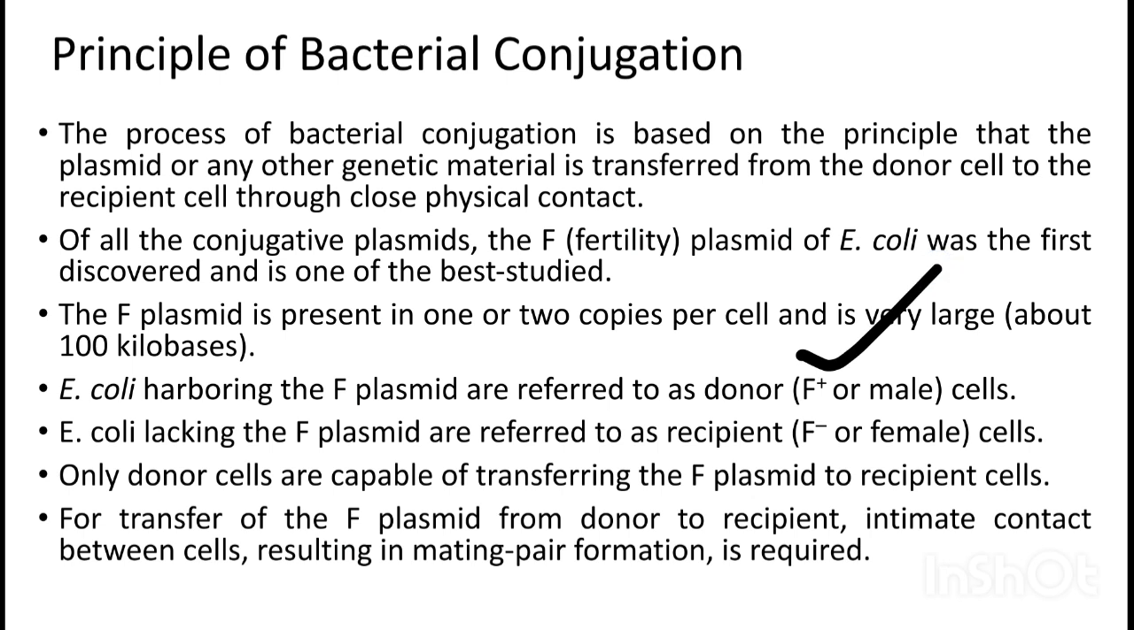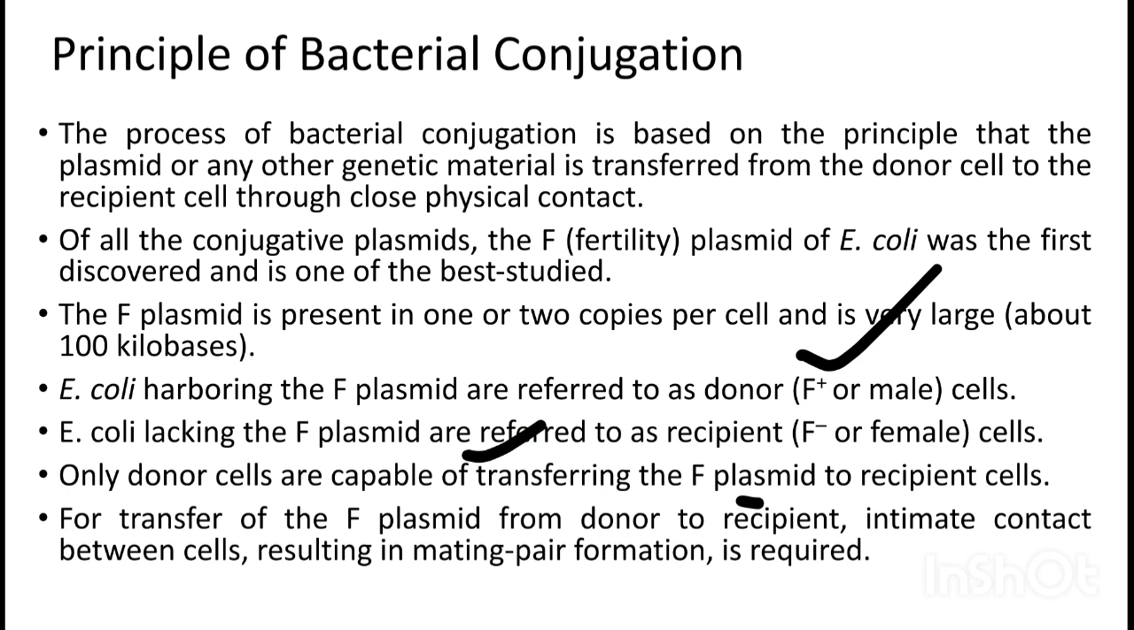E. coli lacking the F plasmid are referred to as recipient or female cell or F minus cell. Not only E. coli, all other bacterial cells that lack the F plasmid are regarded as recipient cell or F minus cell. The bacterial cell having the F plasmid is known as a donor cell or F plus cell or male cell. Only donor cells are capable of transferring the F plasmid to the recipient cell.